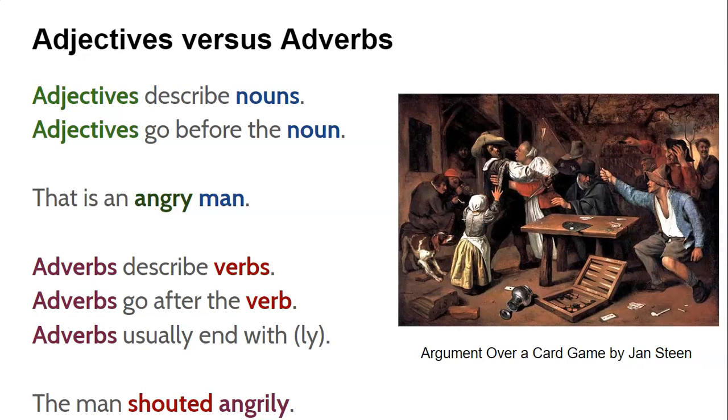On the other hand, the man shouted angrily. You have the adverb angrily describing the verb shouted. So again, with the adverb it goes after the verb, whereas the adjective goes before the noun. And the other major difference is that adverbs usually end with ly. So angry, adjective, angrily, adverb.